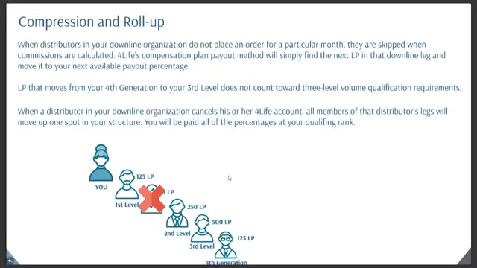Okay. So the important thing to remember, again, like I said, is that LP that moves from your 4th generation to your 3rd level is not going to count towards 3-level volume when compression is involved. So before, where this person was doing 500 LP and they're actually on your 4th level, that 500 LP is not going to accumulate into your 3-level volume to help you qualify for your 3-level volume requirement at the rank in which you want to qualify.